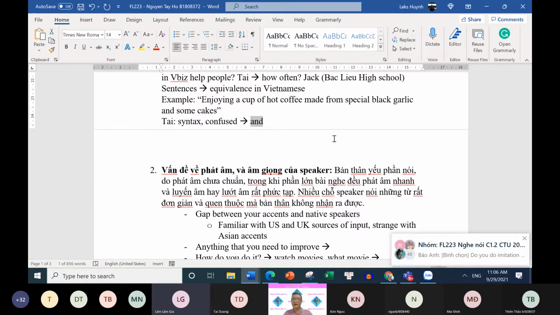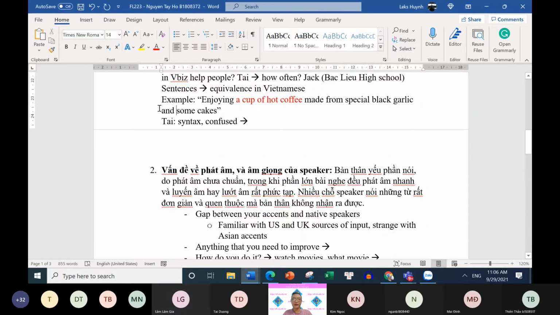You guess? Okay, so this has the problem with a cup of hot coffee and made from. This means over here a cup of coffee, and over here... So this has the problem of how we say it. In an introduction to language, it is a kind of different structure with "and", because we don't know for sure if "and" is between black garlic, or "and" is between hot coffee and some cake.